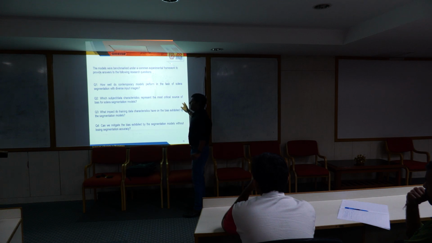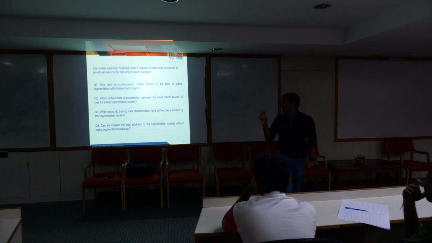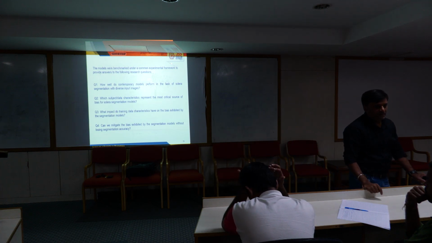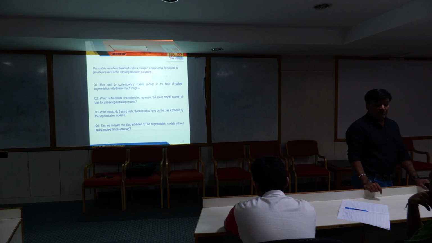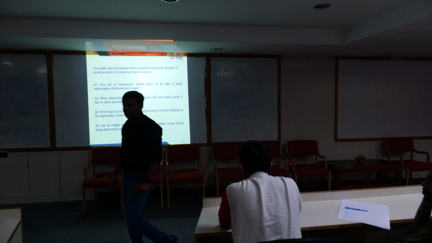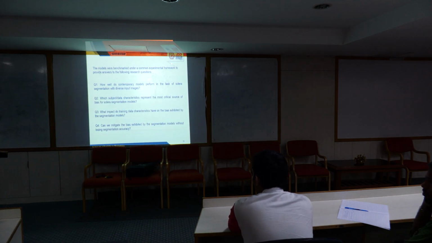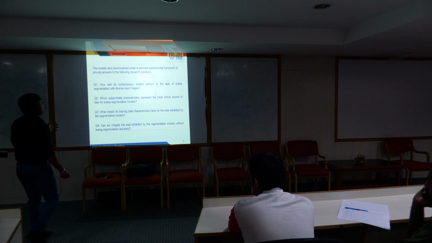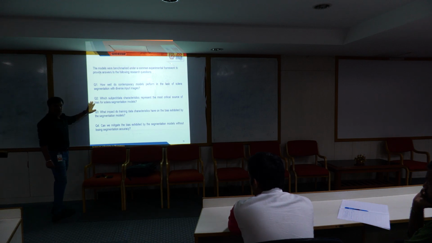Question number 2: which subject or data characteristics represent the most critical source of bias for Sclera segmentation models, right? You should really come out with something which is very unique. If you show this, definitely it will be biased. Which is that characteristic, which is that subject, which is giving a lot of room towards more biasness during the building of Sclera segmentation models?